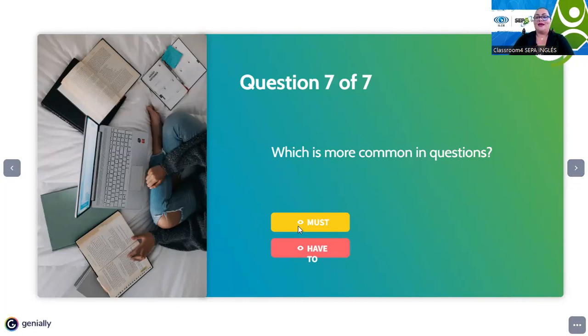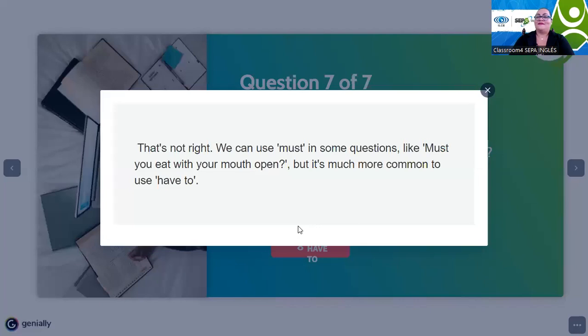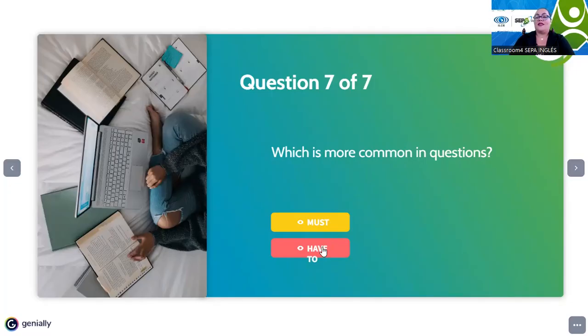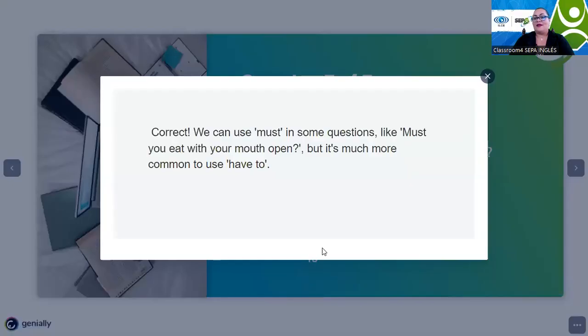Let's see, must. That's not right. You can use must in some questions, like must you eat with your mouth open? But it's much more common to use have to. So the correct answer is have to.